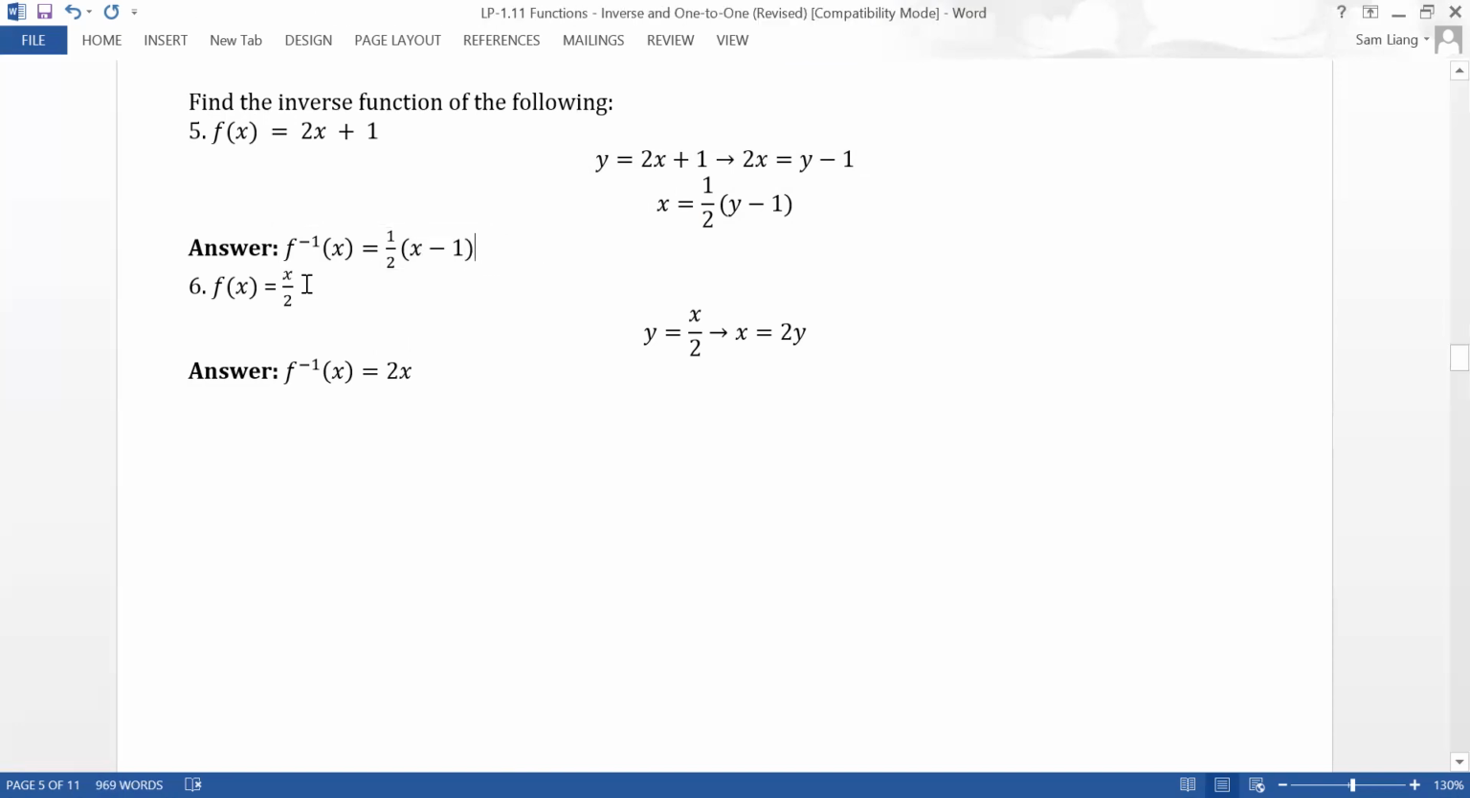All right, for number 6, f of x equals x over 2. So I'll write that as y equals x over 2. And then I'm going to multiply both sides by 2 to get x equals 2y. Okay, and then you can switch the variables. So y equals 2x, and you can change y into f inverse. So f inverse of x equals 2x, and that'll be your answer for question number 6.